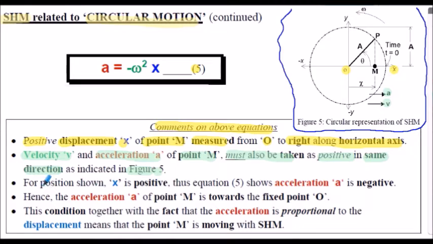For position x shown in figure 5, x is positive, so equation 5 here will indicate that the acceleration a is negative. Hence the acceleration a of point M is towards the fixed point O. This condition, together with the fact that the acceleration is proportional to the displacement, means that point M moves with simple harmonic motion.